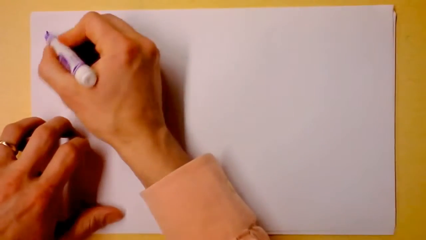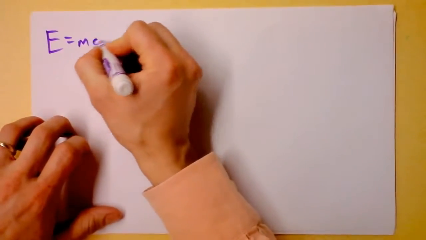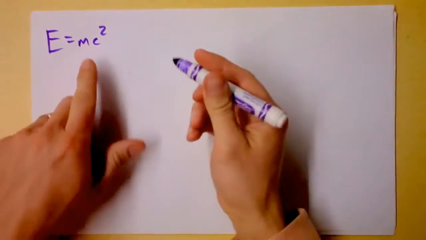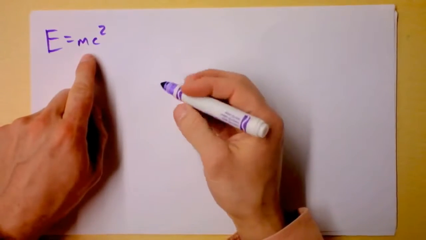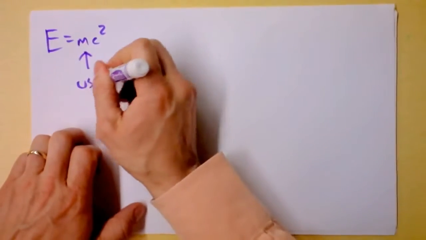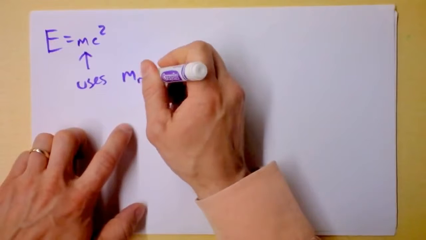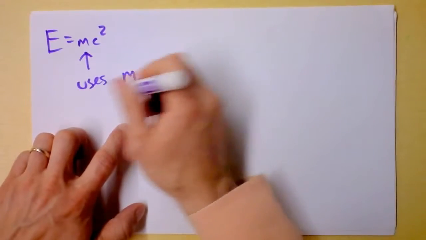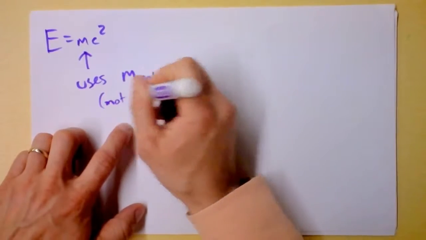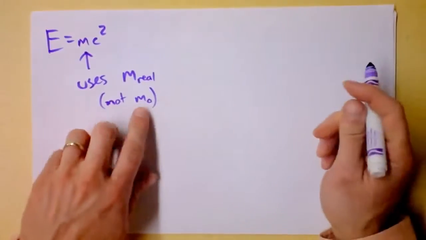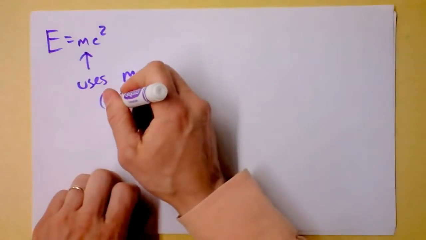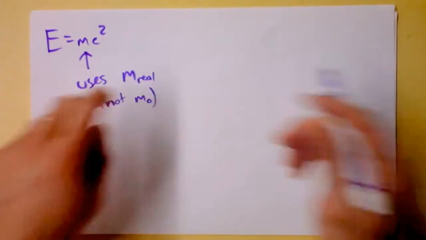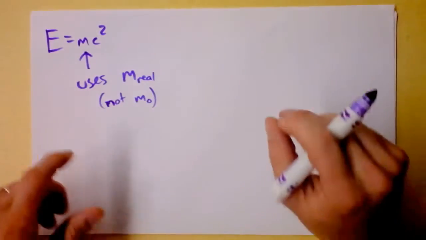I hope you've had a chance to see my video on the energy mass equivalence principle, and I'll just summarize it for you here if you haven't seen it yet. I want to point out that this equation right here actually uses real mass or relativistic mass, not m naught, because m naught was what you studied before you saw this equation, before you saw relativity.